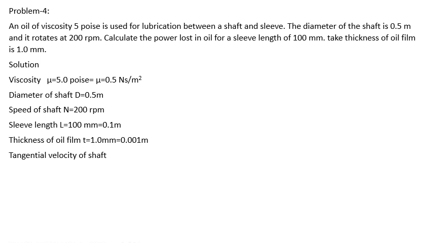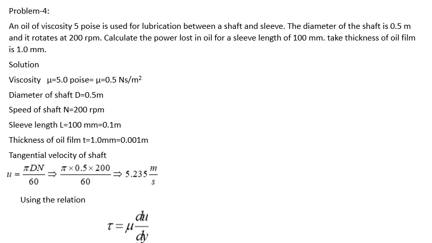Next, to find out the tangential velocity of the shaft. The tangential velocity of the shaft is calculated by using the formula U is equal to pi D N by 60. Pi into diameter of the shaft, 0.5, and speed of the shaft 200 rpm, divided by 60. That means 5.235 meter per second. That means the tangential velocity of the shaft is 5.235 meter per second.